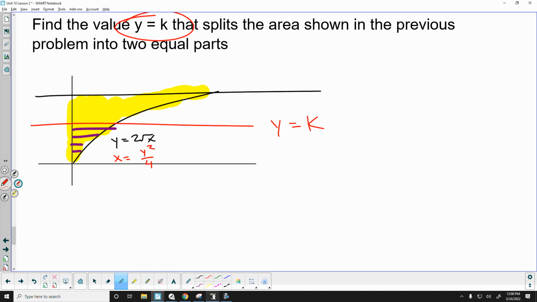This is a question that you could do without a calculator. Let's see. The overall area we already found was 18. So half the area is 9. This area here is 9.